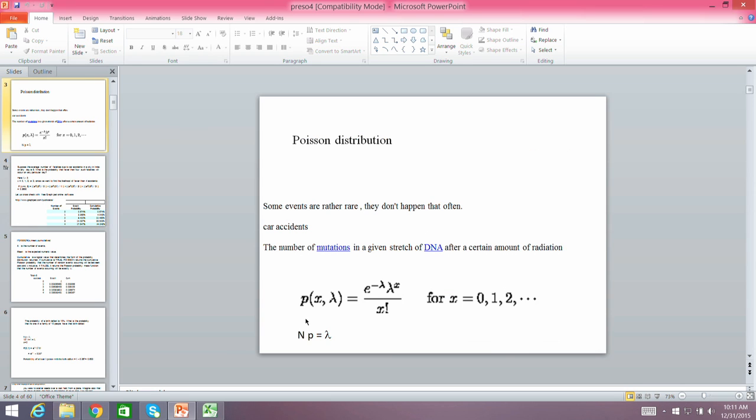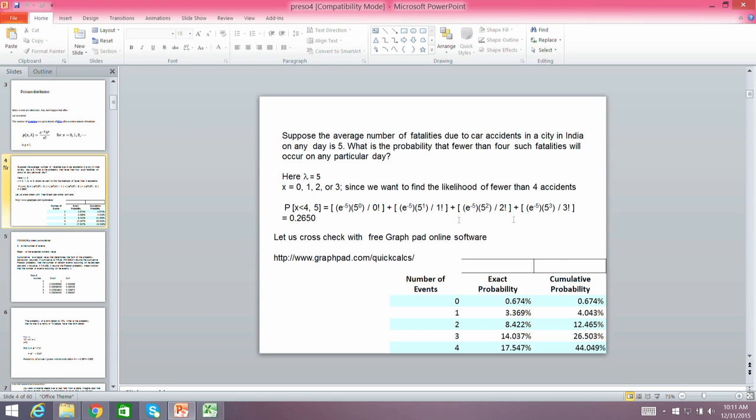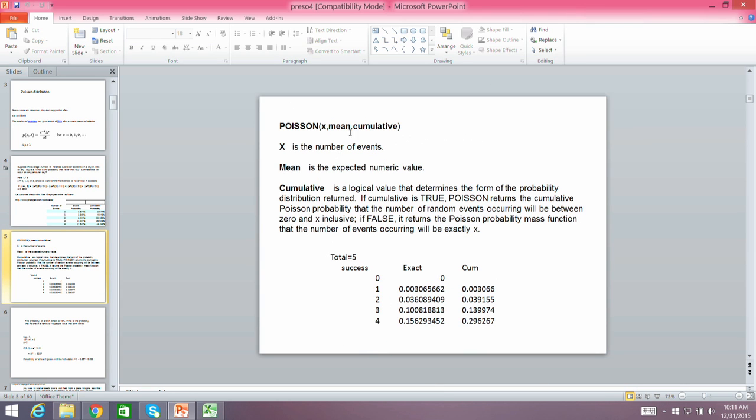using different methods. So, we can use this formula, or we can use this GraphPad software, or we can use this Poisson distribution function that is available in Excel as well. Okay, here, so we say X is the number of events we are looking at. So it could be 1, 2, 3, 0, and then this is the mean. Okay, and then cumulative could be true or false.